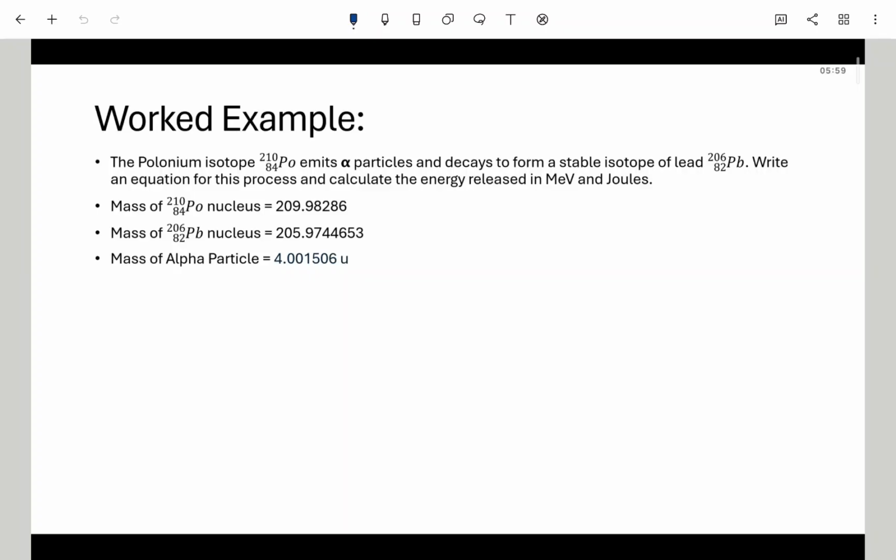Right, so worked example. You can have a go at this one if you want, but I'm going to take you through it anyway. So we've got polonium isotope, polonium-210, emits alpha particles and decays to form a stable isotope of lead. Write an equation for this process. All right, so that's pretty straightforward.